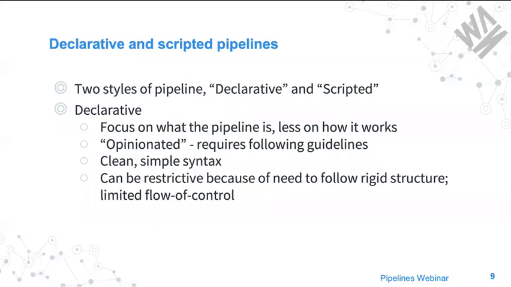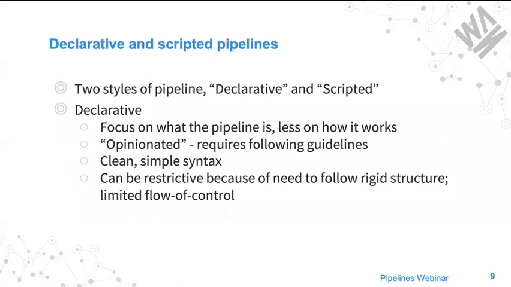Now, pipelines come in two flavors. There's a so-called declarative and a scripted pipeline. These different styles of writing pipelines are more or less equivalent, but there are some significant differences between them. A declarative pipeline is a style of writing pipelines that focuses on what the pipeline is, the structure of the pipeline and what it's trying to do. And it de-emphasizes how it works. I've got a couple of examples that will make that a little bit more concrete in a moment.